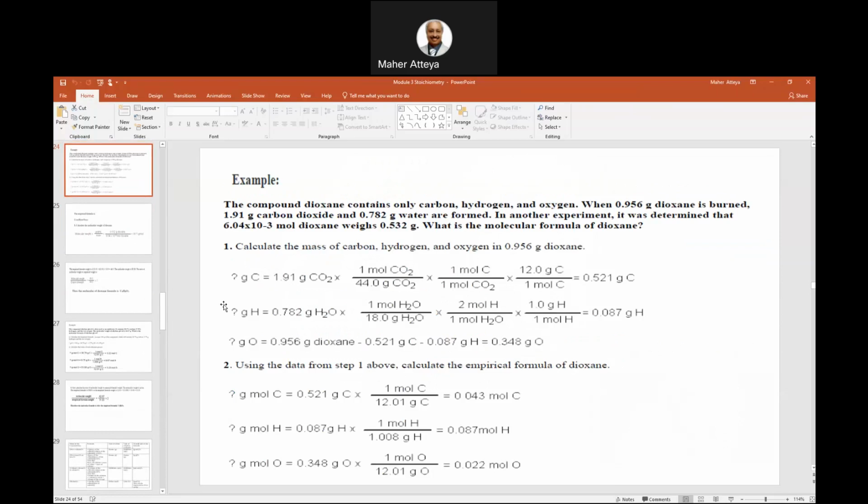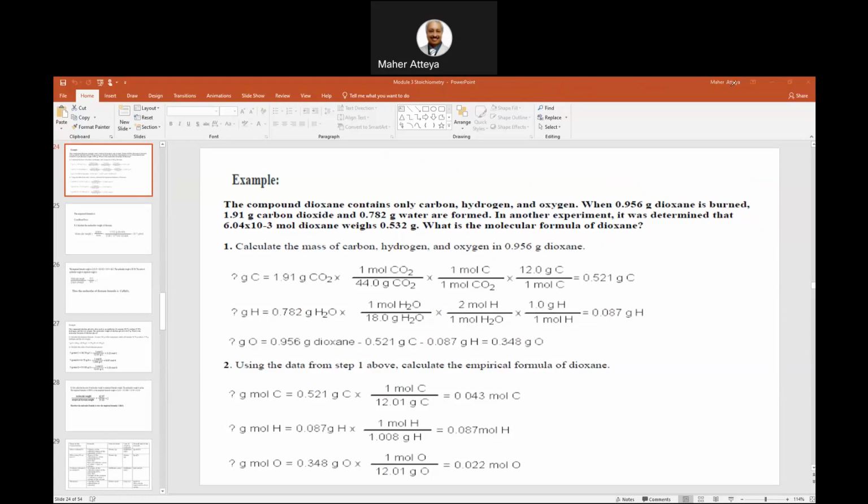As I said, I'm repeating myself. What is the difference between molecular formula and empirical formula? Molecular formula gives you the true ratio of the elements within the compound. Empirical formula gives you the reduced ratio of the elements within the compound, but it does not give you the whole thing. So now we have an example here that we can use.